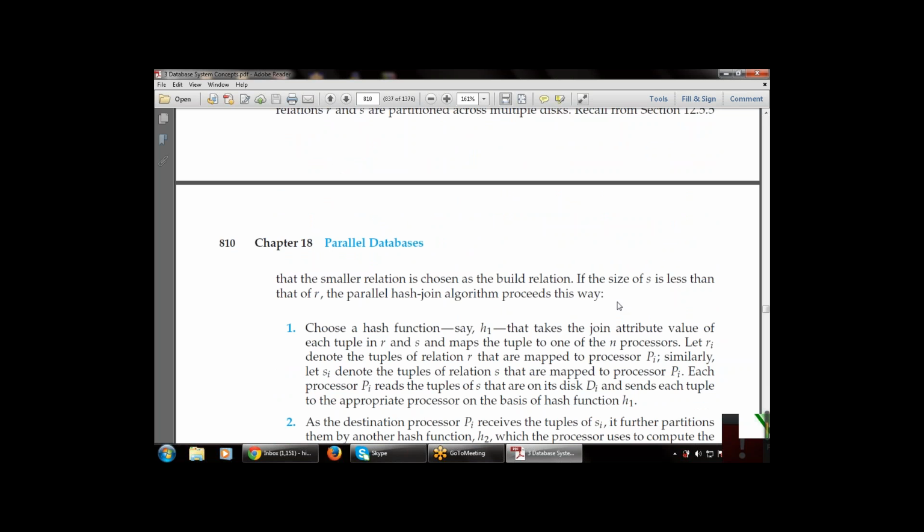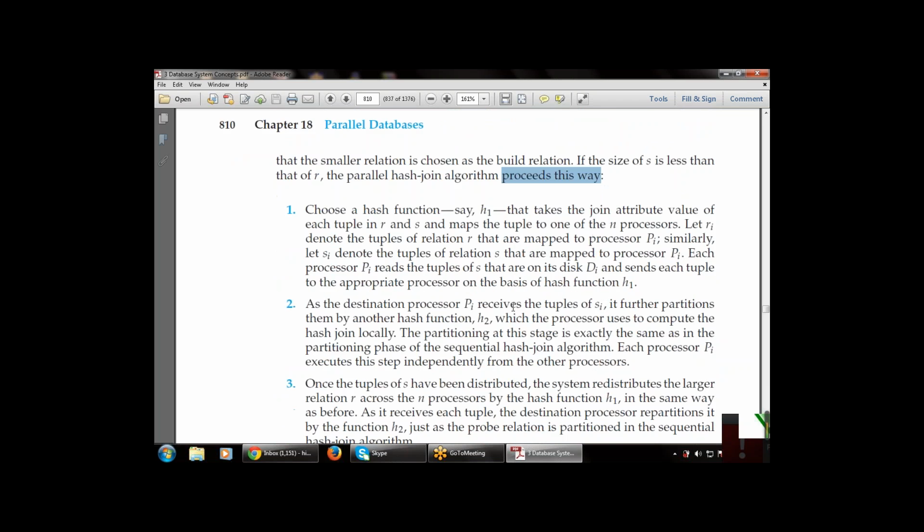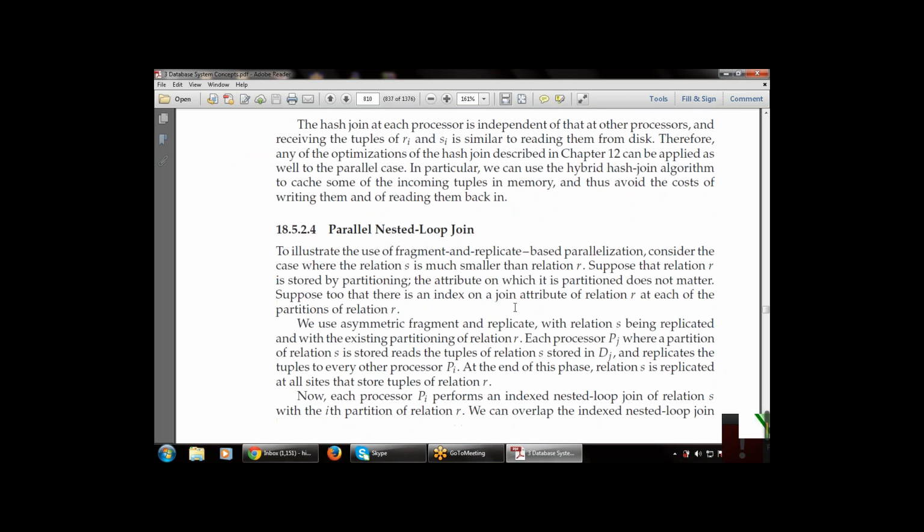So there is a relation that is maintained. If the size of s is less than that of r, the parallel join algorithm proceeds in this way. These are the various mechanisms by which the join operation is used. Then there is the parallel nested loop join, and the various scenarios in which parallel nested loop joins are used.